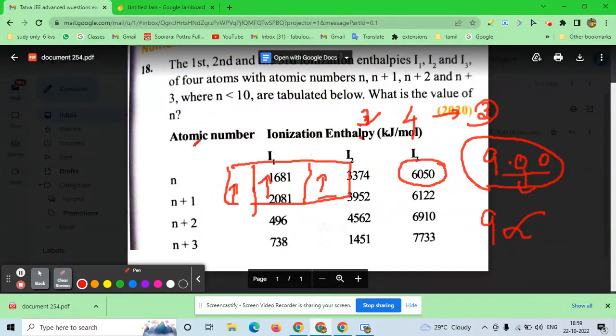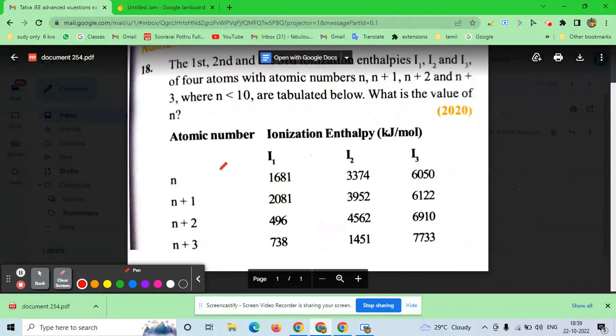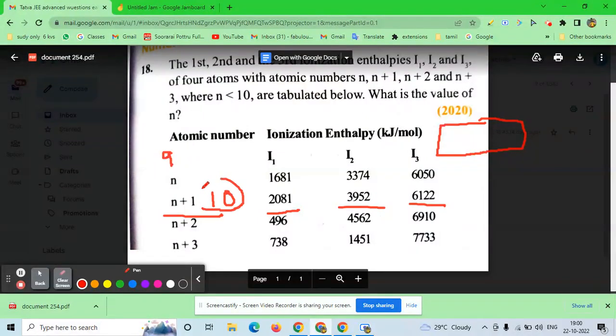And this question is often asked in examinations. Here, if you look at the second value present here, 9 plus 1, 2081, 3952, 6122. As you see here, 9 plus 1, it will be 10 electrons in its outermost, isn't it? Yeah, 9 plus 1, 10 electrons. 10 electrons means what? 1s2, 2s2, 2p6. Am I right? Yeah.